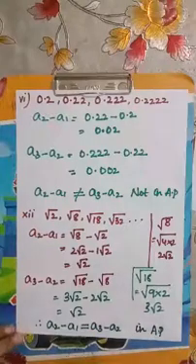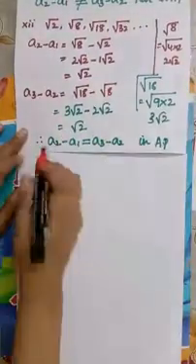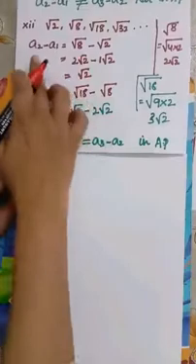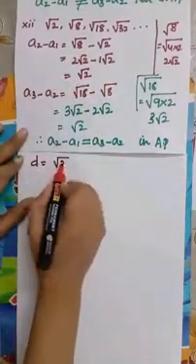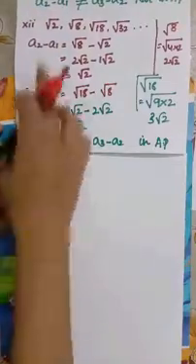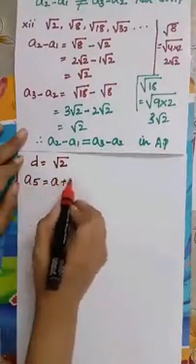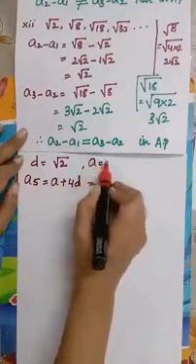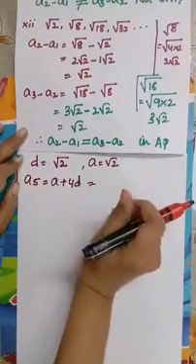Once it is in AP, you have to find the common difference and the next three terms. Yes, the common difference D is A2 minus A1. The formula to find the common difference is A2 minus A1, which I gave you in the starting introduction. So the common difference we got is root 2. First term, second term, third term, fourth term are given. We have to find the fifth term, that is a5. A plus 4d. A is how much? A is again root 2.